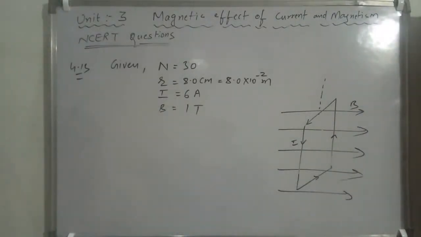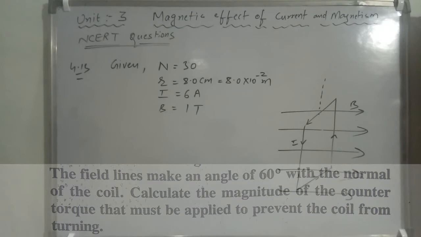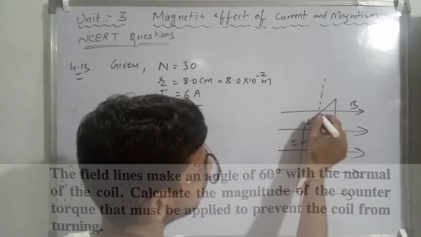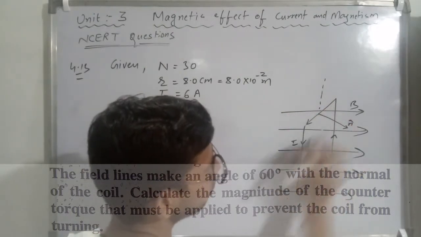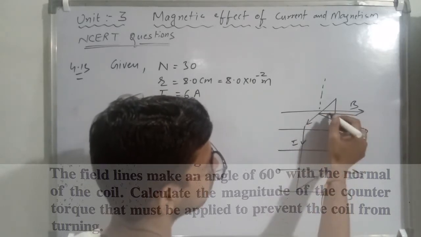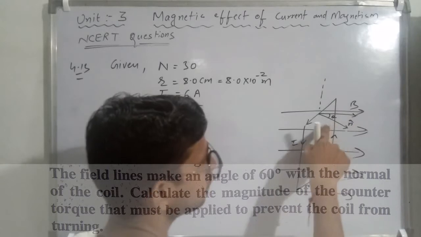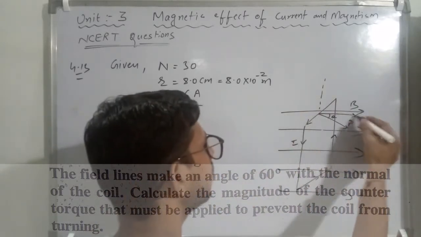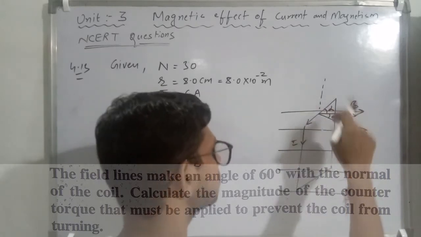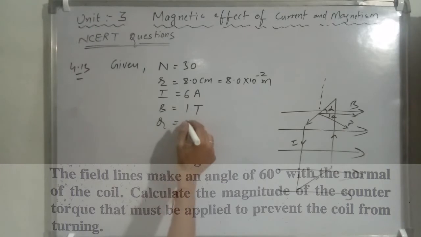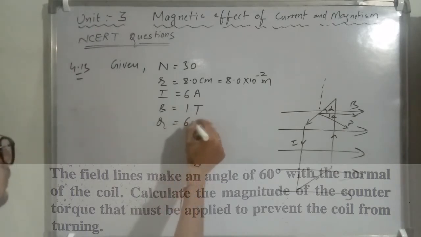The field lines make an angle of 60 degrees with the normal of the coil. This is the plane of the coil and this is the normal of the coil. The normal of the coil is making an angle theta with the magnetic field. The angle between the plane of the coil and the magnetic field is alpha. The given angle theta is 60 degrees.